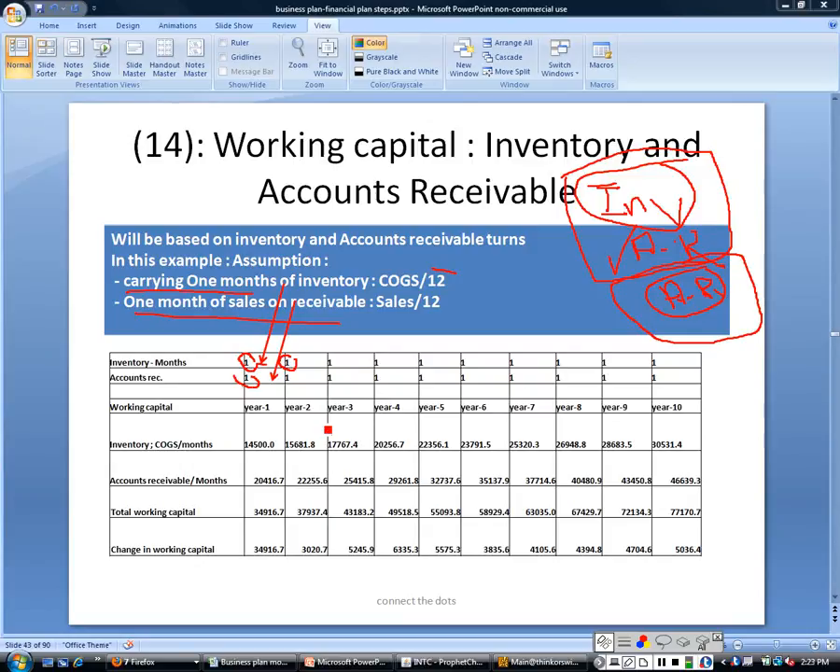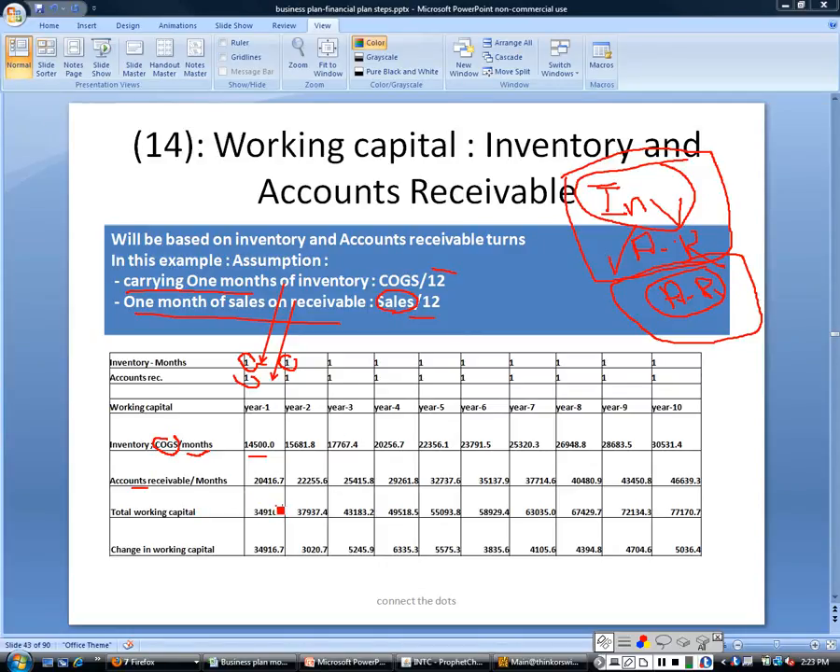So how do you calculate the number? Inventory will be calculated this way: you take your cost of goods sold for that year and divide it by the number of months' worth of inventory you're going to carry. So you're going to take your cost of goods sold from your income statement tab, divide it by this number 1, and you're going to get that number. Accounts receivable is going to be sales divided by 12, okay? And so you get the sales from your income statement, divide by that, and you add them up.